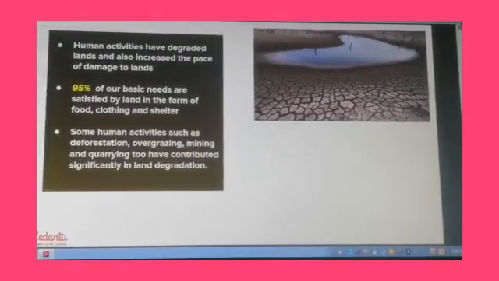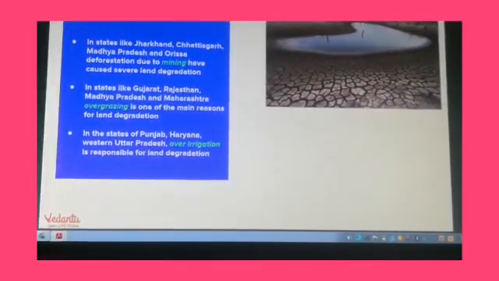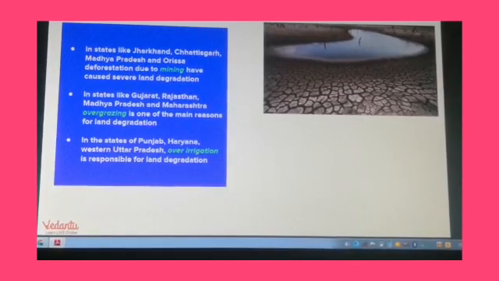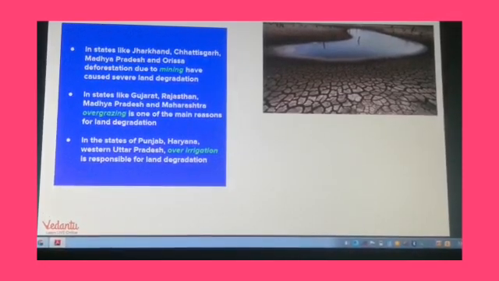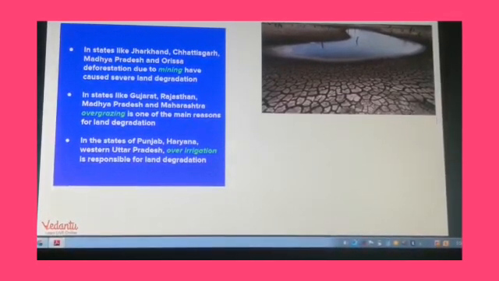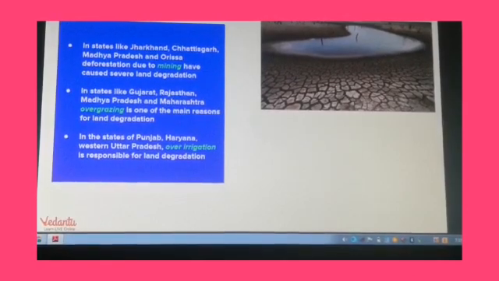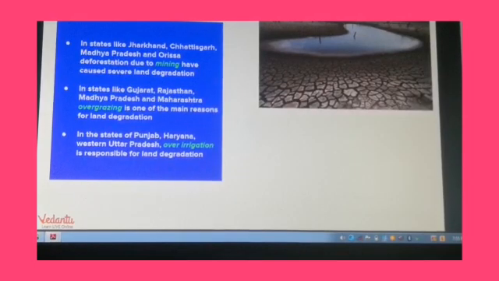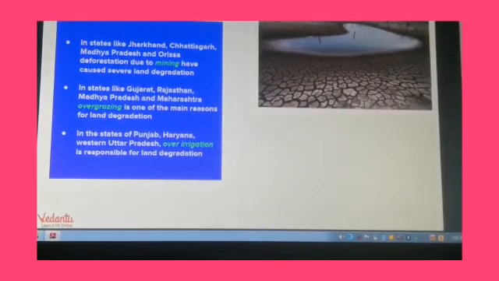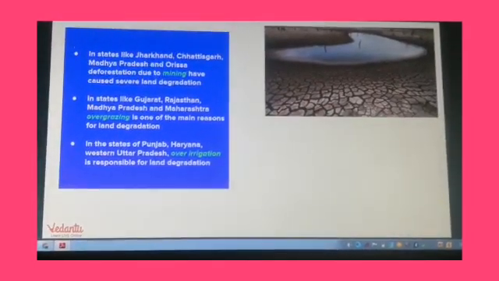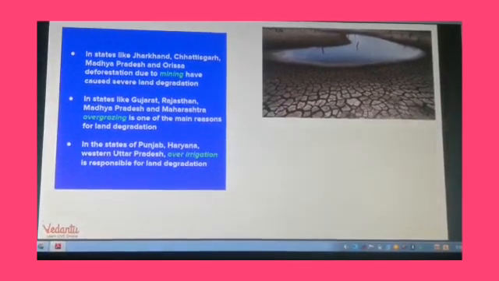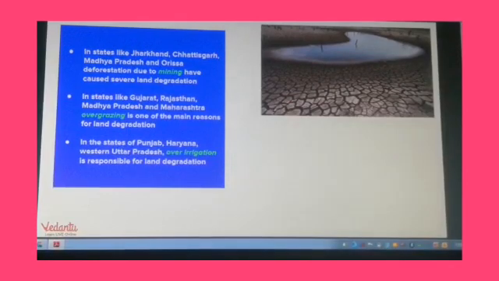In states like Jharkhand, Chhattisgarh, Madhya Pradesh, and Orissa, deforestation due to mining has caused severe land degradation. In states like Gujarat, Rajasthan, Madhya Pradesh, and Maharashtra, overgrazing is one of the main reasons for land degradation. In the states of Punjab, Haryana, and Western Uttar Pradesh, over-irrigation is responsible for land degradation.